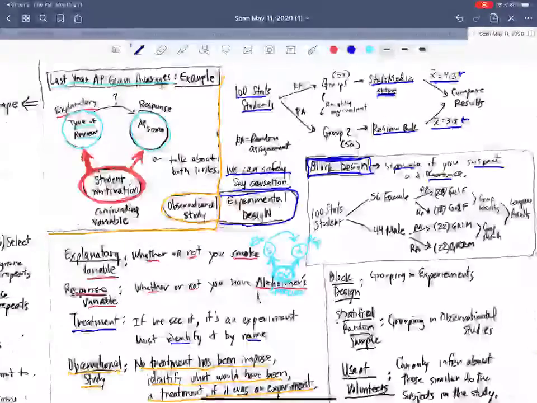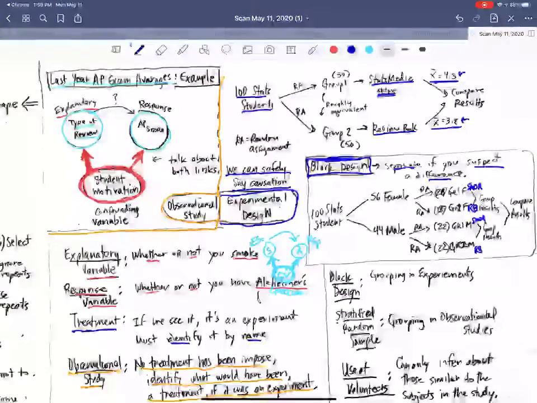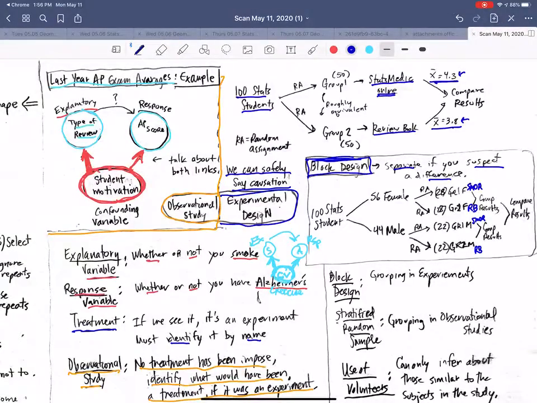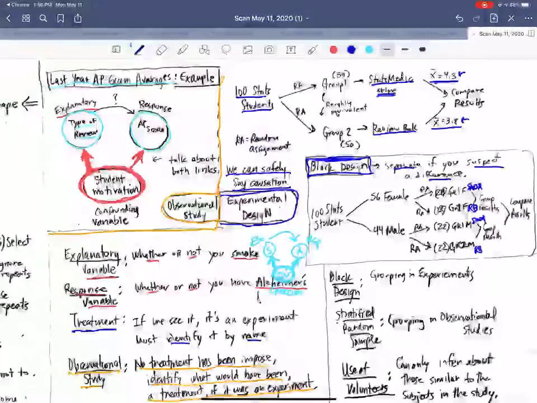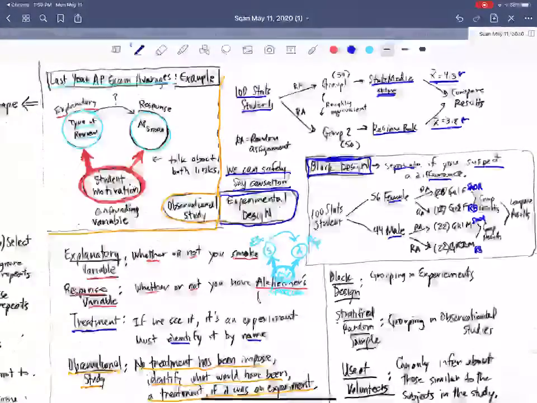So what would this mean? Well, in group 1, I'm going to give the Stat Medic Online review, and this is the review book. So now each man has an equal chance of getting either treatment, and each female has an equal chance of getting either treatment. And that way I can compare the results, and maybe this will keep from confounding things later.